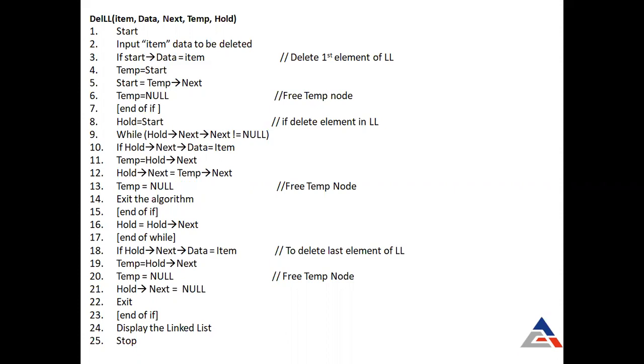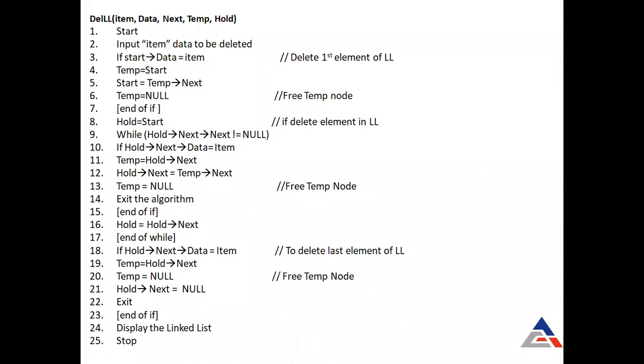So if start of data is equal to item, this means that we are checking that the element we want to delete, is it at the starting of the linked list? So if start data is checking whether the element is the first element of the linked list, then temp, if it is a yes, it's the first element of the linked list, then I use the temp variable as start. So temp variable is holding the value of start.